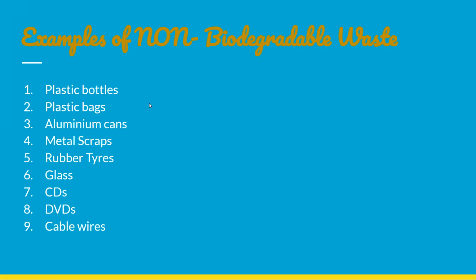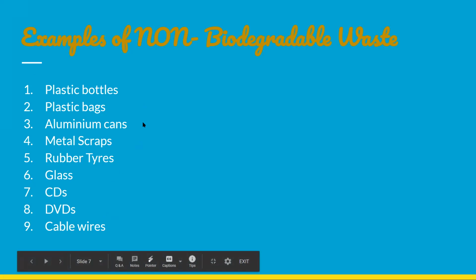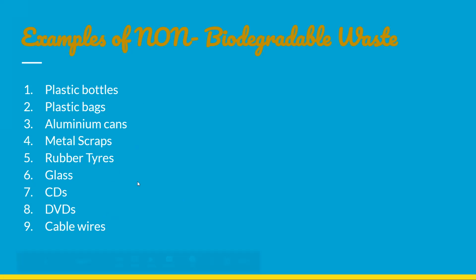These plastic bottles, plastic bags, aluminum cans, metal scrap, rubber tires, glass, CDs, DVDs, and the cable wires. These all, animals and small organisms cannot convert them into useful items. So they create pollution. So these are the examples of non-biodegradable waste.